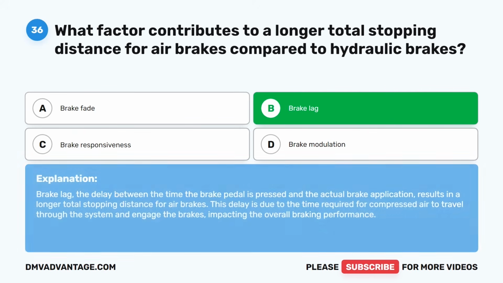Brake lag. Brake lag, the delay between the time the brake pedal is pressed and the actual brake application, results in a longer total stopping distance for air brakes. This delay is due to the time required for compressed air to travel through the system and engage the brakes, impacting the overall braking performance.